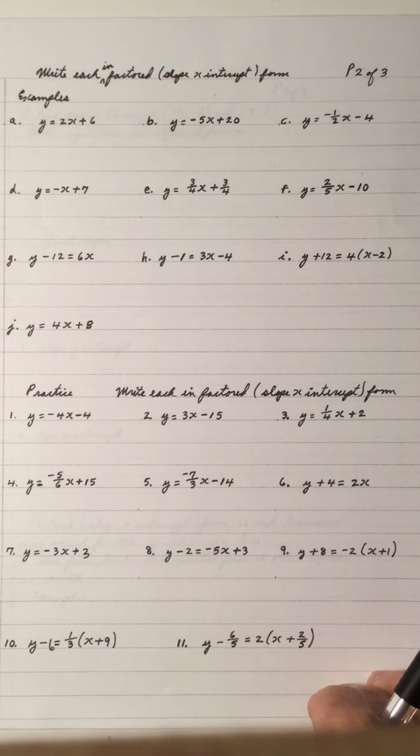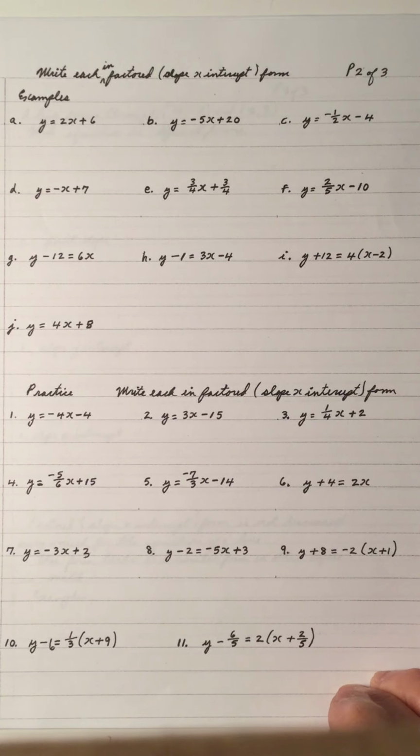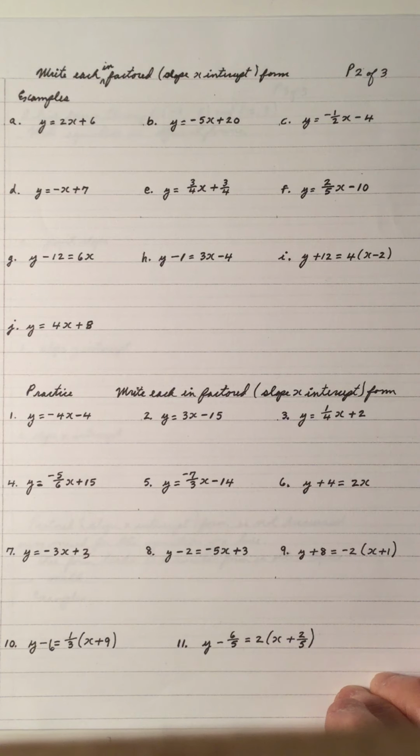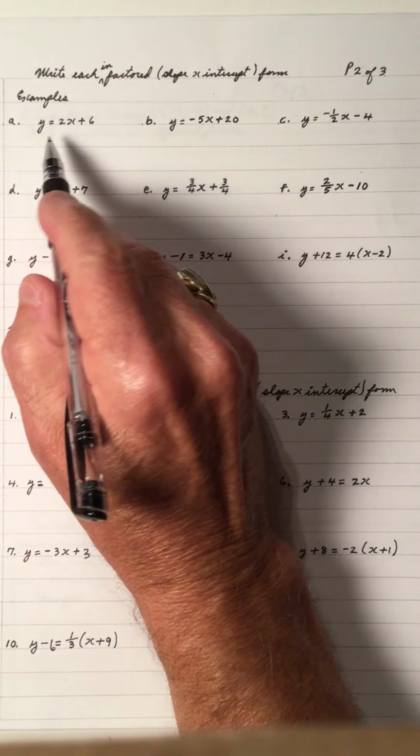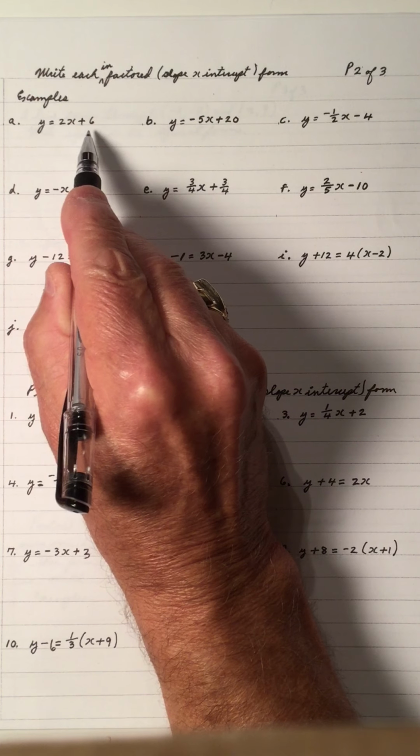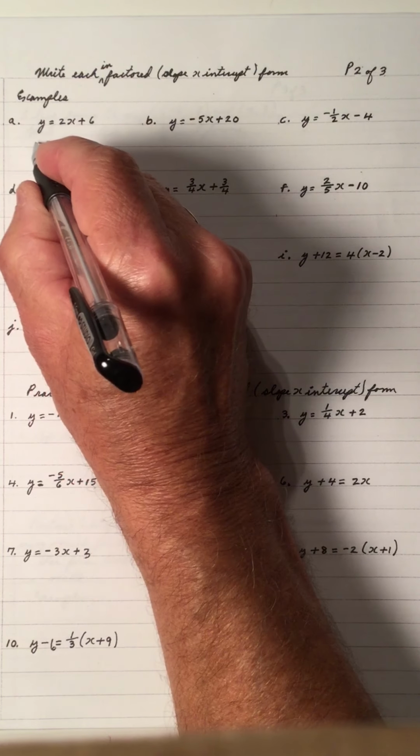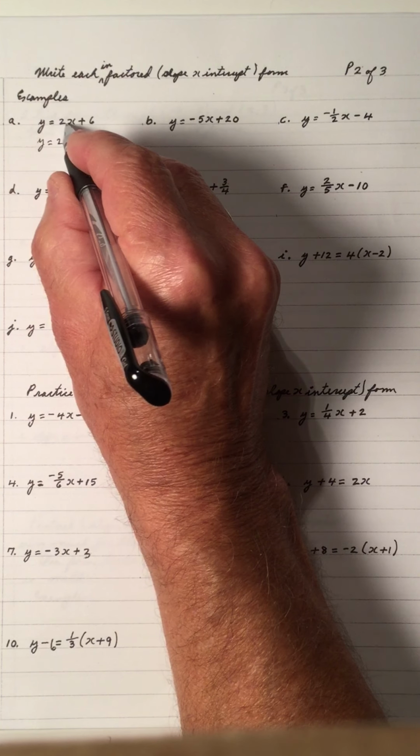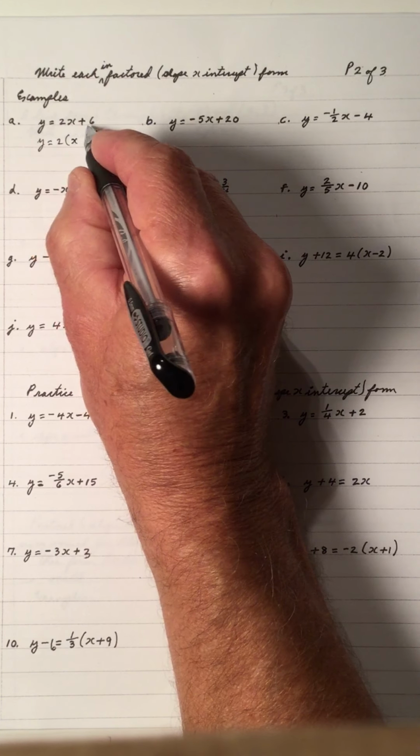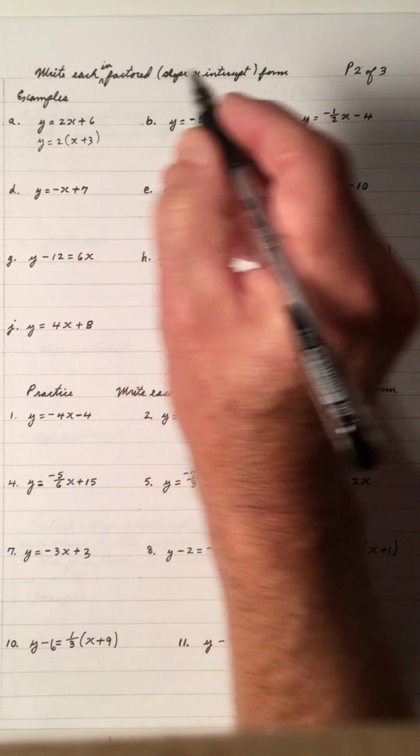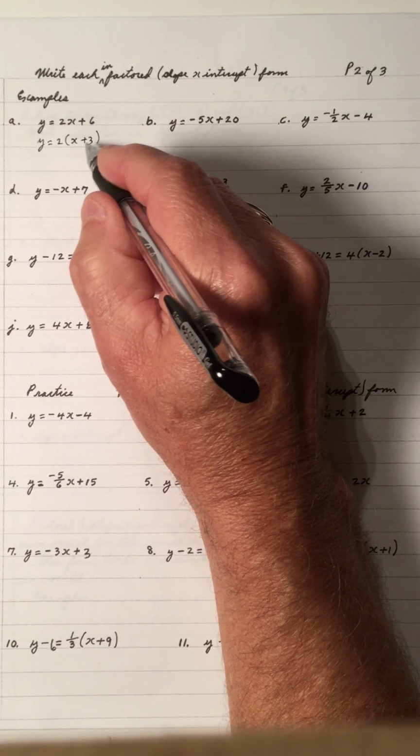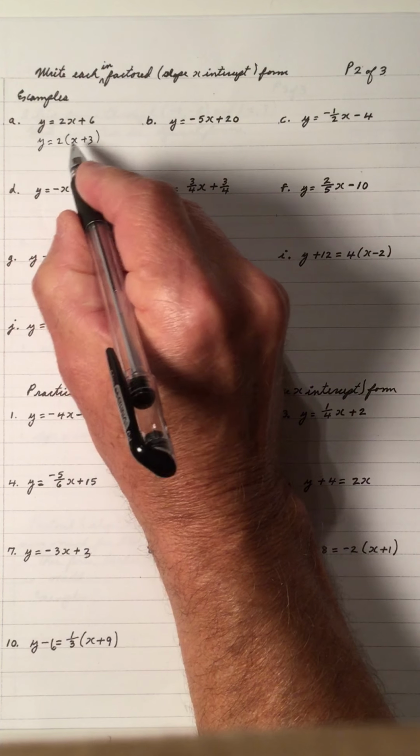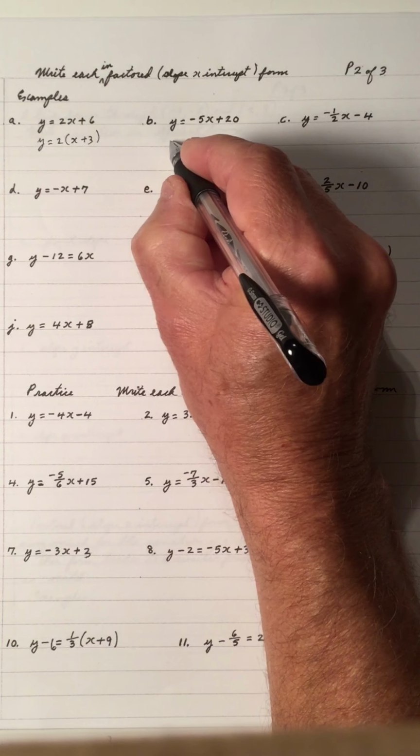Write each in factored form or x-intercept form. Again, this form is not discussed too often with teachers and textbooks, but I like to do it. Examples. y equals 2x plus 6, that's the slope-intercept form, but by factoring the 2 out, which is the slope, 2x divided by 2 is x, 6 divided by 2 is 3. So that's your factored form or your x-intercept form. And 2 is your slope, and negative 3 is your x-intercept.